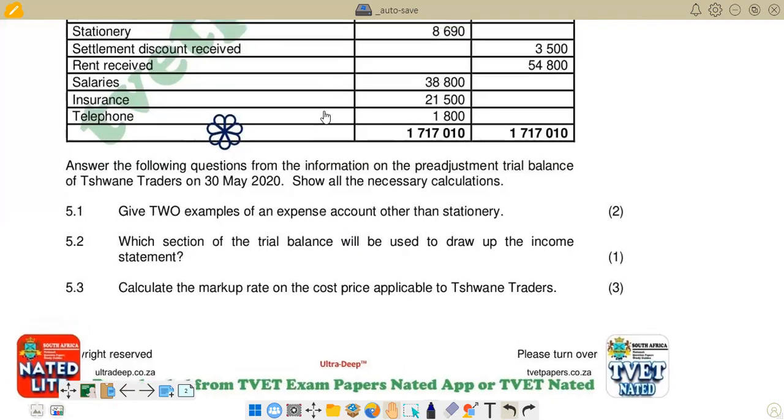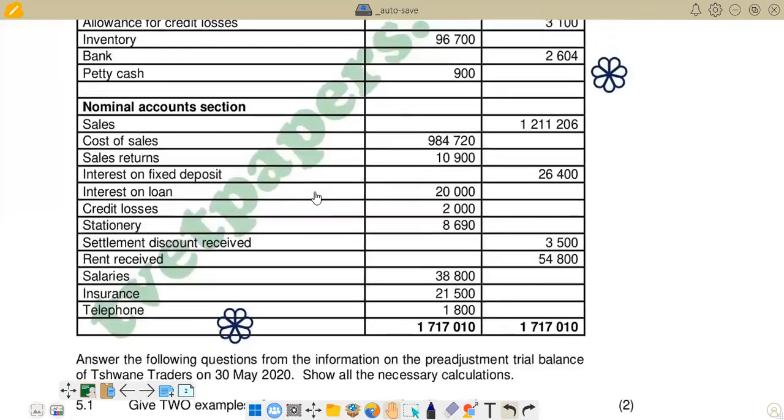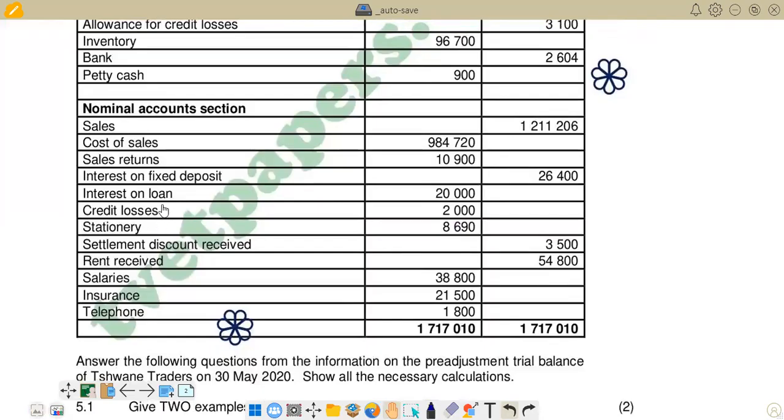So we'll go there to check for any expenses that we have. We see them under the nominal account section, and if you go down the nominal account section, you'll see that we have sales, not an expense. This is revenue. Cost of sales, we don't regard as an expense. We go down to check other expenses. The expenses that are being asked for are the expenses that we put under the operating expenses in the income statement.